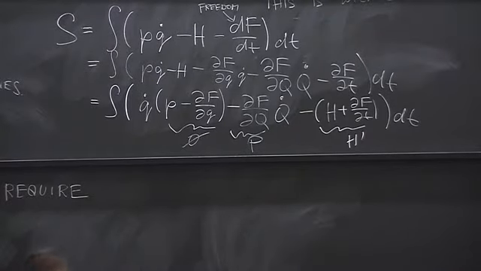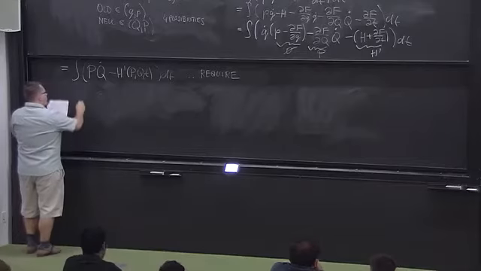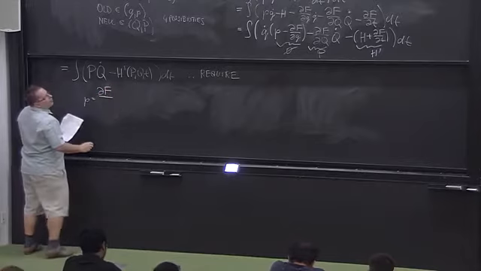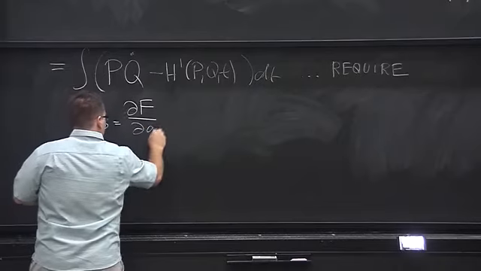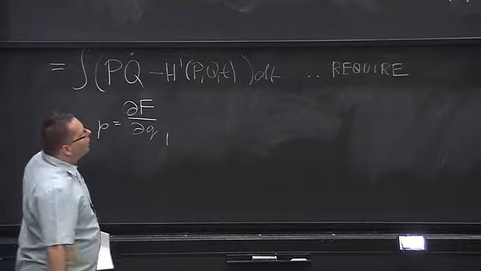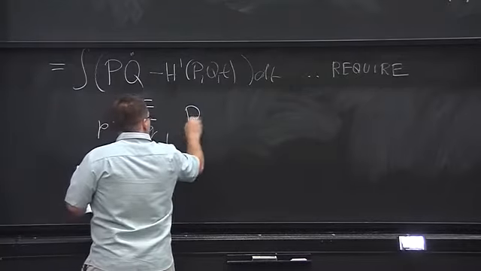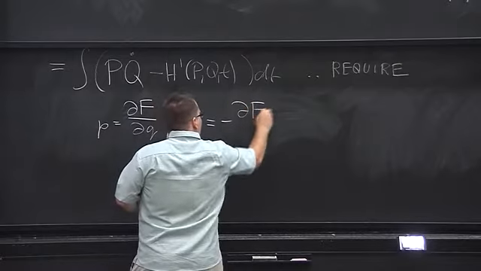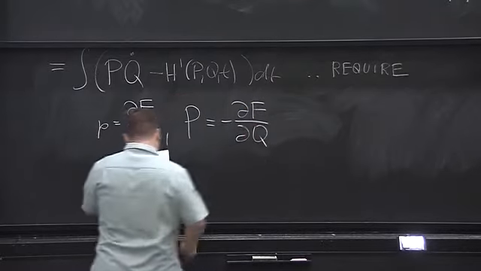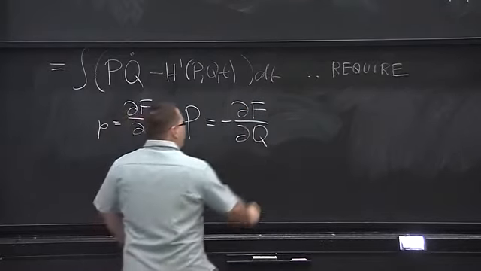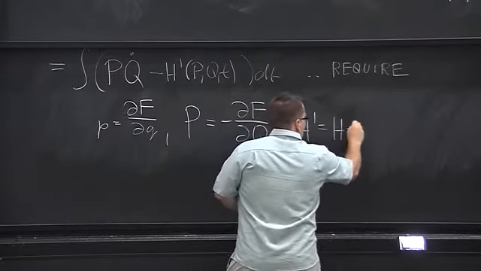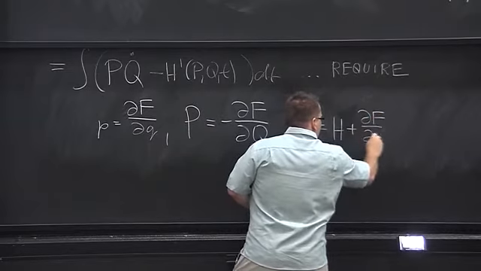So we are getting these beautiful relations: small p is df over dq. That's one requirement. Capital P is minus df over dQ. And H prime is H plus df over dt.